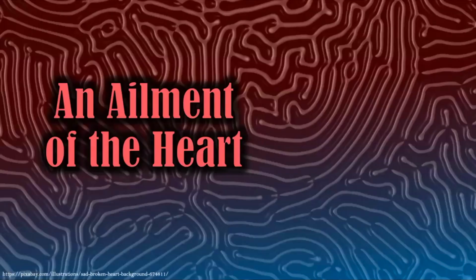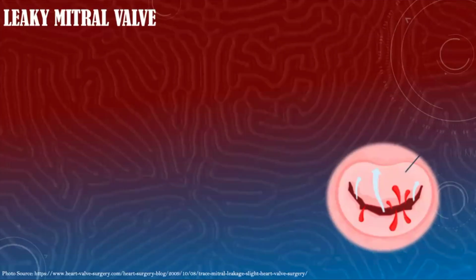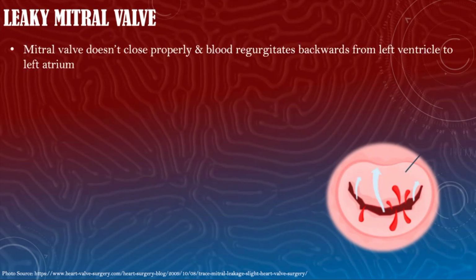Lastly, here we're going to talk about an ailment of the heart. You'll recognize this one from our application assignment. We're going to talk about the leaky mitral valve. This is when the mitral valve doesn't close properly, and then blood regurgitates backwards from the left ventricle to the left atrium, causing all sorts of havoc.